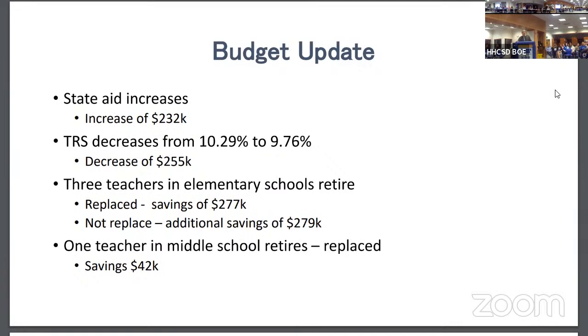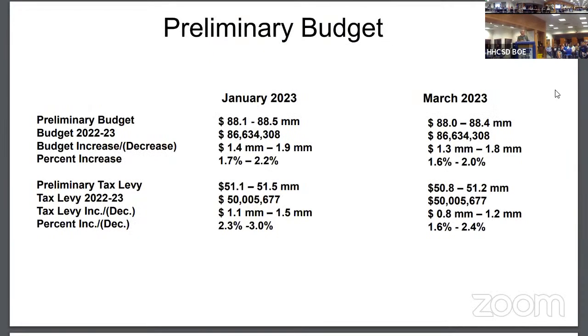So we're going to be saving $42,000. And back in January, we presented a budget that would be between 88.1 and 88.5 million. Today, our budget is expected to be around 88.4. Last year, the budget was 86.6. So in January, we were expecting the budget to be an increase of between 1.7 and 2.2. In March, now we are expected to be an increase of between 1.6 and 2%.